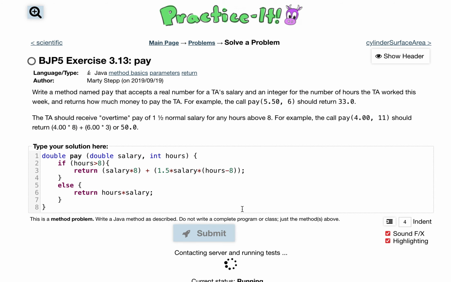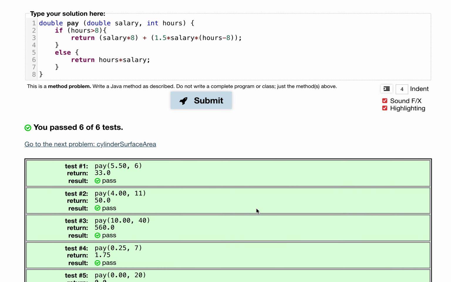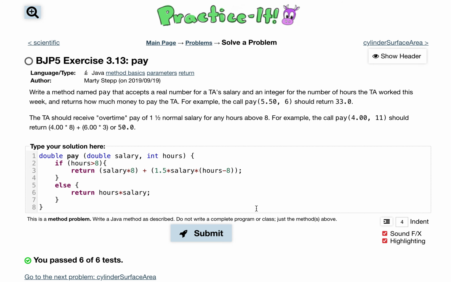If we submit, we have passed all 6 test cases.